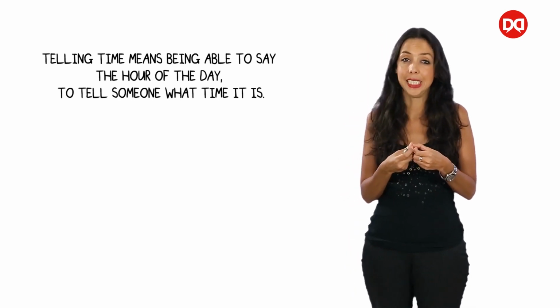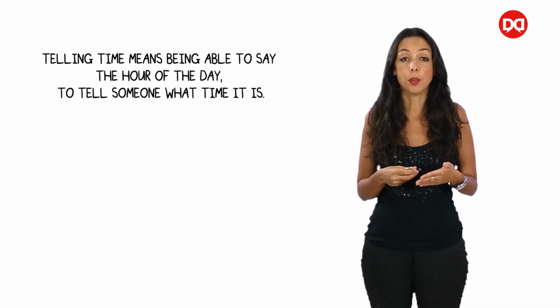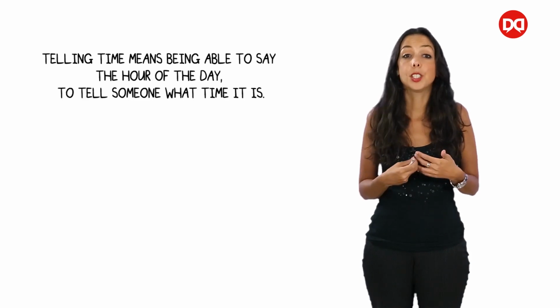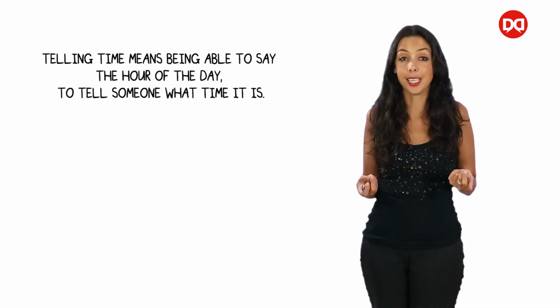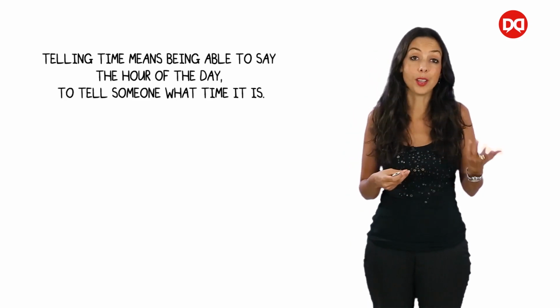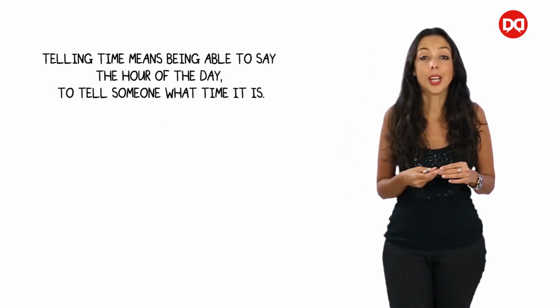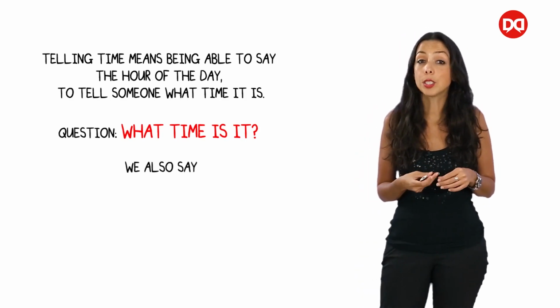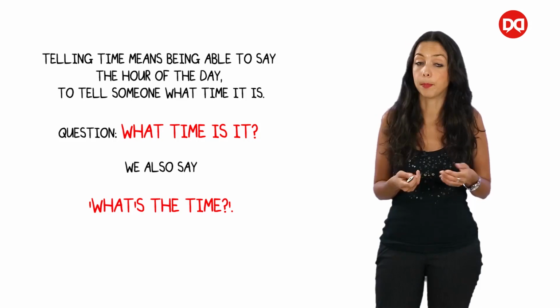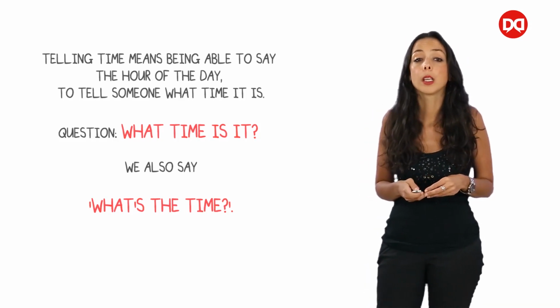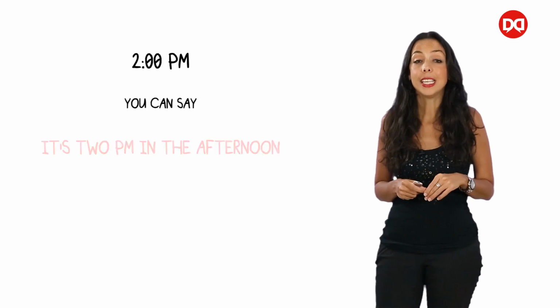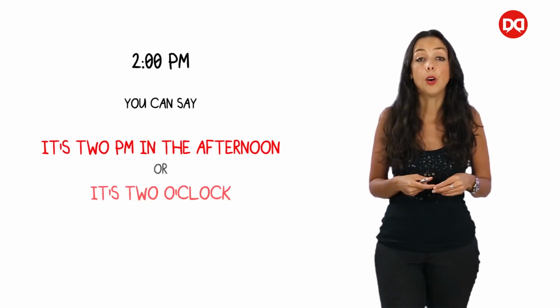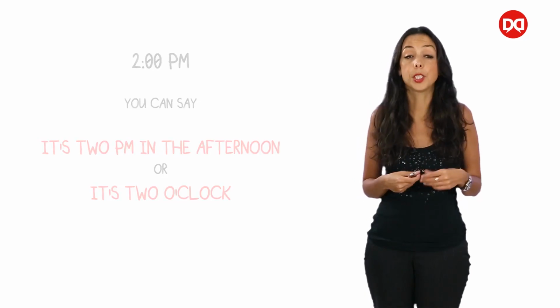Telling time means being able to give or say the hour of the day, to tell someone what time it is. When you want to know the time, the question you ask is, what time is it? We also can ask with what's the time, but what time is it is very common. There are a few ways to answer what time it is. The first way would be on the hour. You would say it's 2 p.m. in the afternoon, or you could say it's 2 o'clock. 2 p.m. would be the afternoon, or it's 2 o'clock in the afternoon.